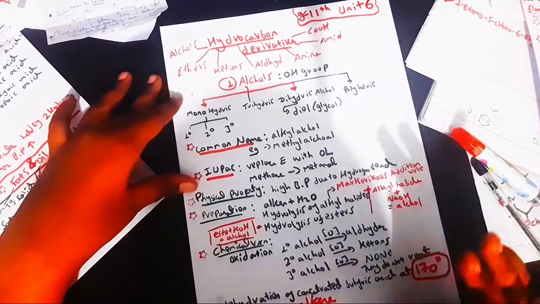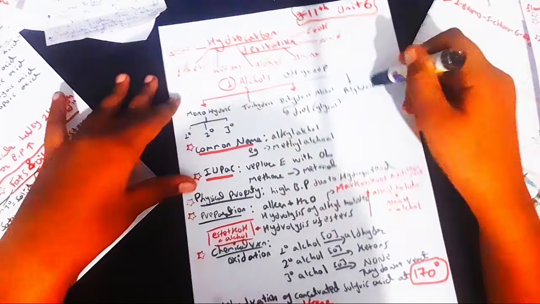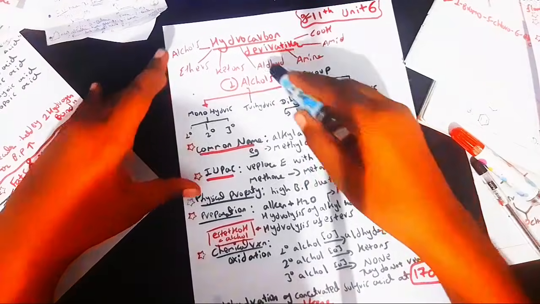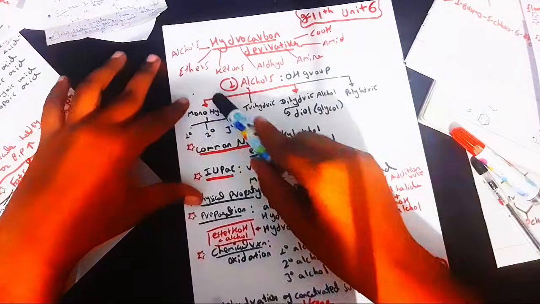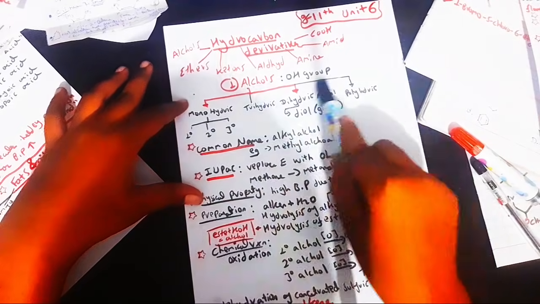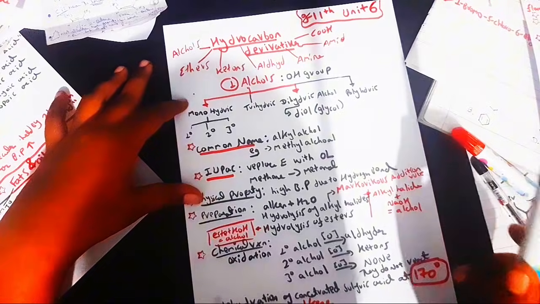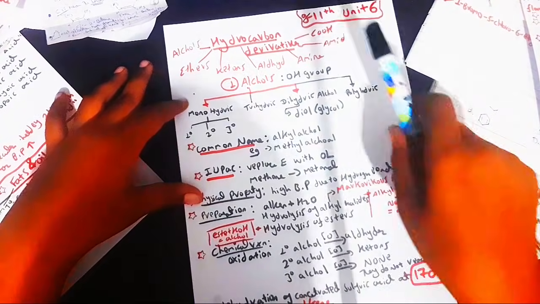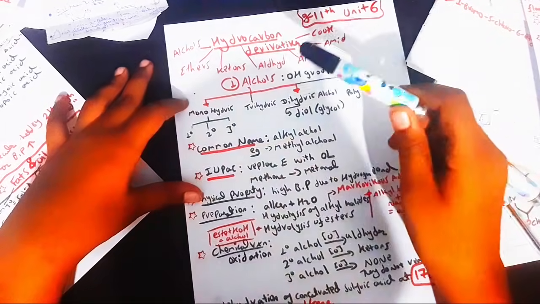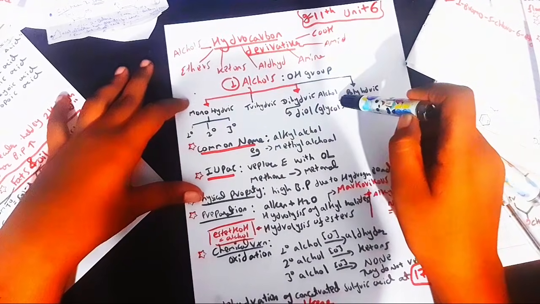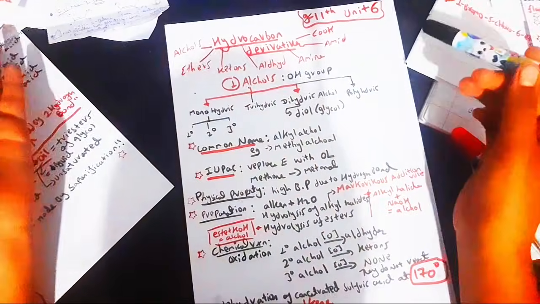Alcohols are basically OH groups. If you see an OH group in the carbon chain, then it's an alcohol. Alcohols are classified into four groups, monohydric, dihydric, trihydric, and polyhydric, based on the number of OH groups they contain. If they contain one OH group, it's called monohydric. If it contains two, it's called dihydric. If it's three, then trihydric. If it's more than three, it's going to be polyhydric.